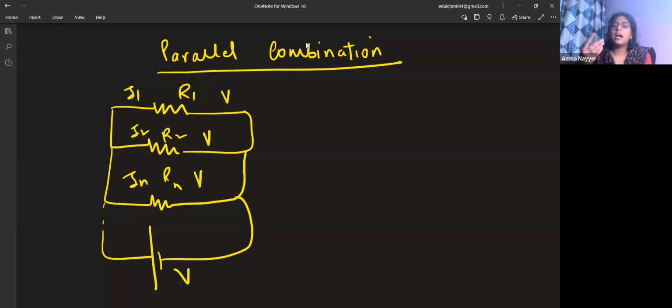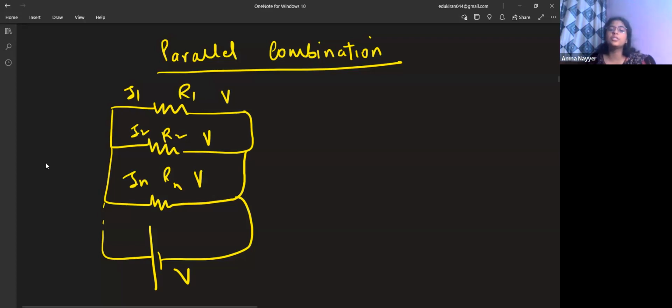Now see, R1, R2, R3 are all different resistors, so the current in each branch is different. Let's say n number of resistors are connected: R1, R2, R3, R4 up till Rn. These many resistors we are having. So in each branch, individual currents will be I1, I2, I3, I4, I5 till In, right?